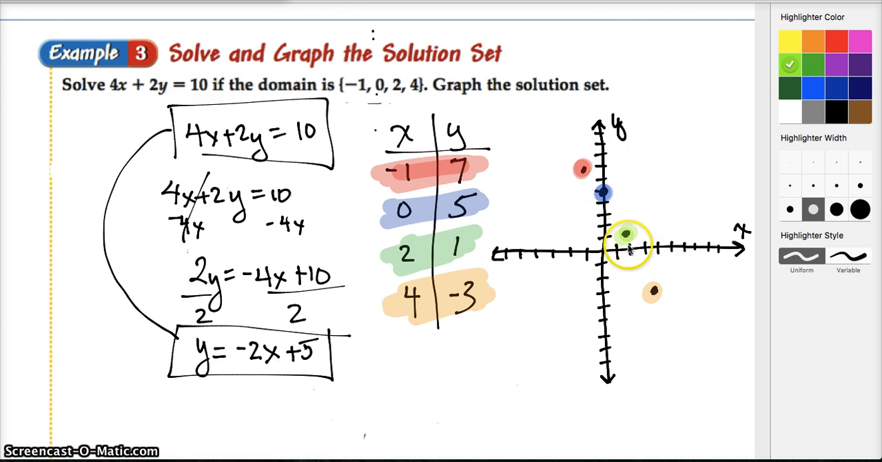And if you notice, they kind of seem like they're on a line. And we'll talk a little bit more about that as we continue on with our lessons. But for now, this is it for section 4.4.